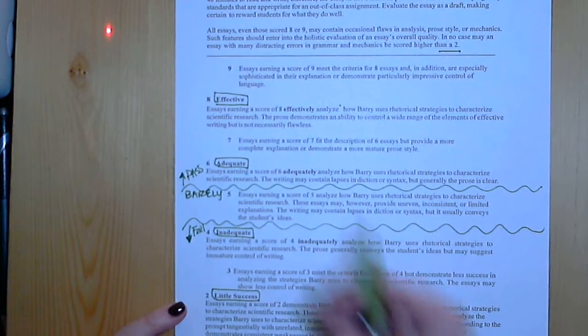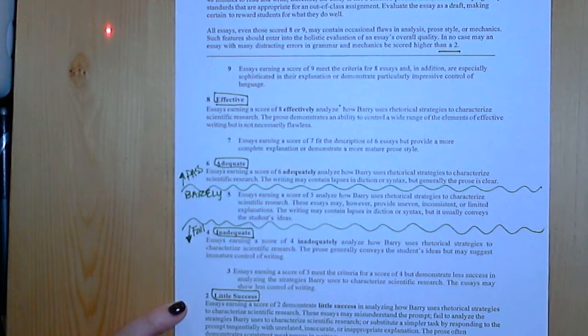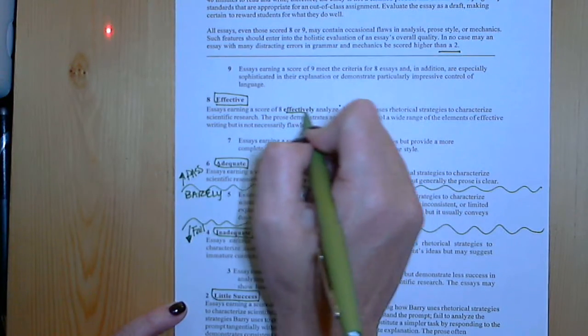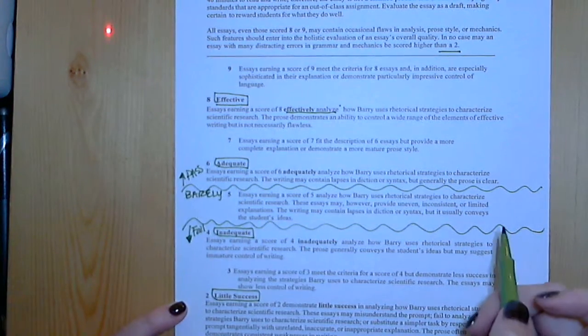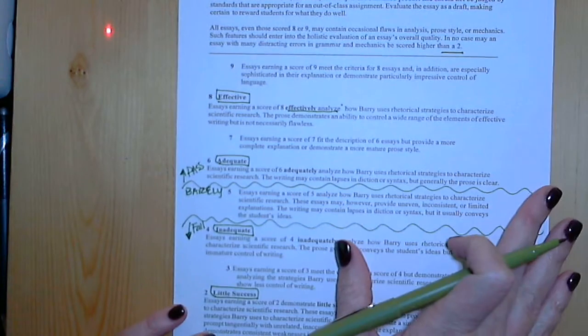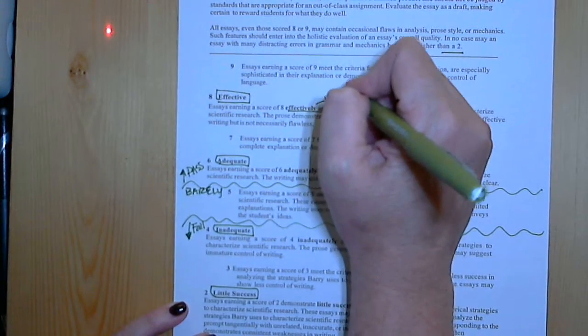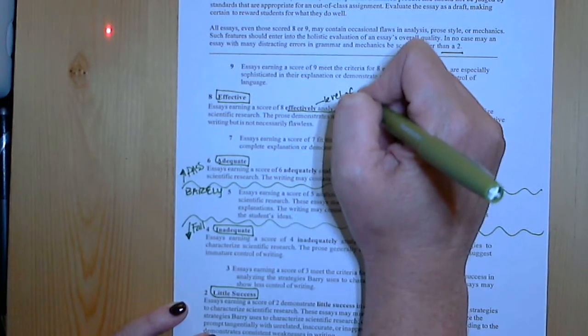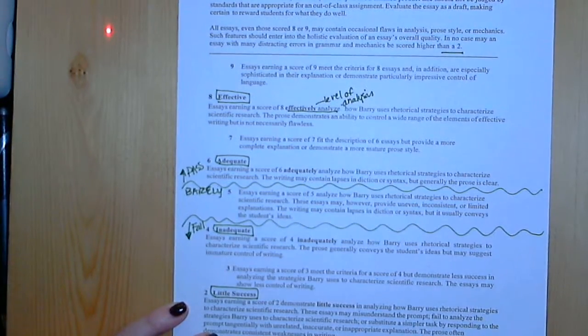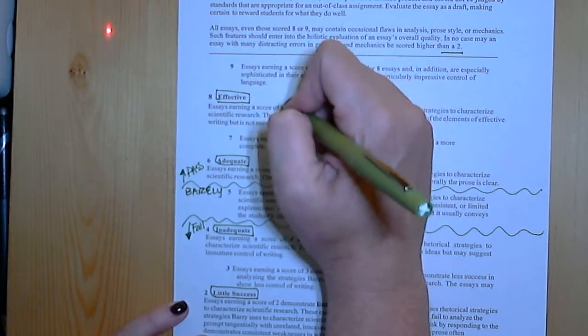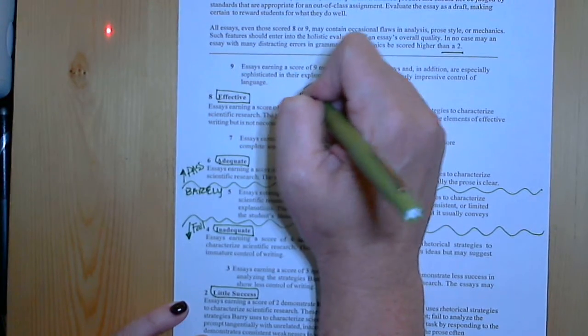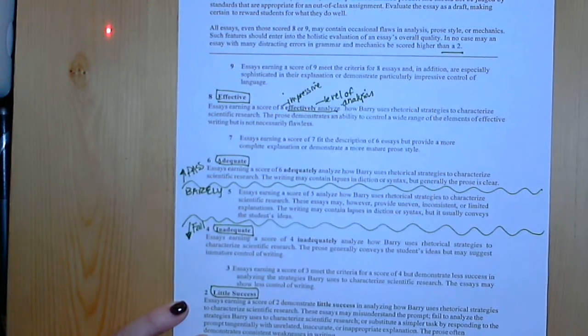So notice it is effective. So essays earning a score of 8 effectively analyze how Barry uses rhetorical strategies to characterize scientific research. Okay, so this is your level of analysis. Effective is impressive for me. That's kind of what I'm saying is that one.